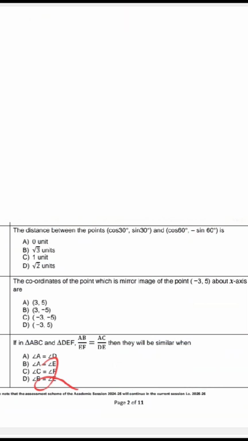So here the option is option D. Option D is the right answer. So we mark here option D. Now we are moving on to the next question number 8. Question 8, what is it saying?